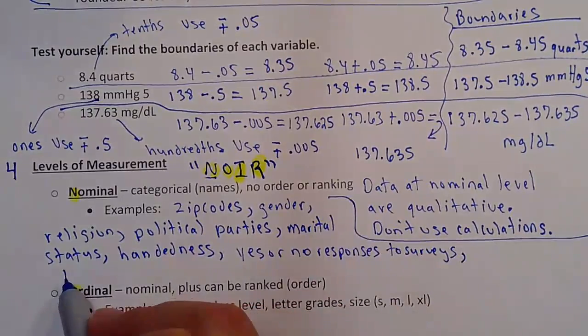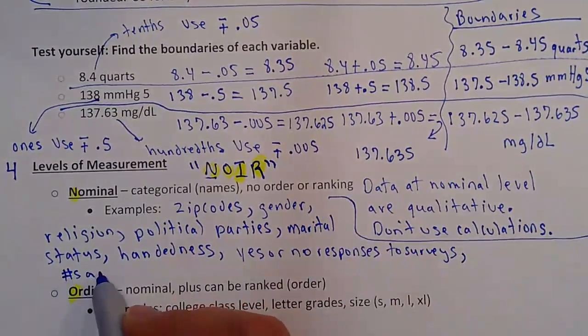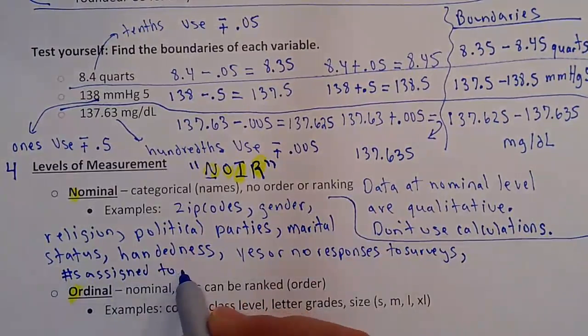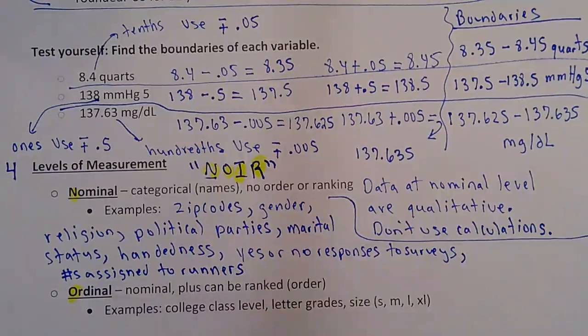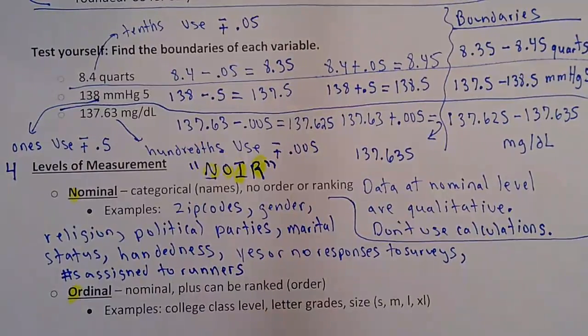And then also, this is interesting, numbers assigned to runners. So you know how if people run a marathon, they put a number on them to identify them that way, right? So it's like a name in a sense, right? A name, okay? Okay, so that's the example of nominal.